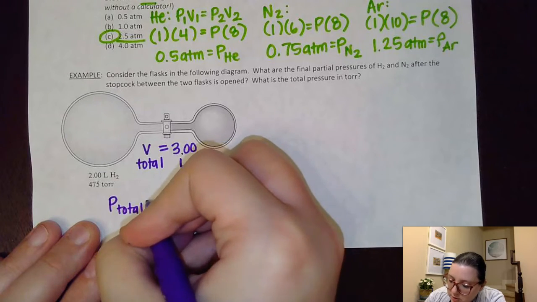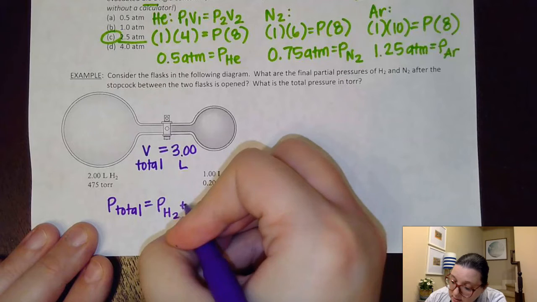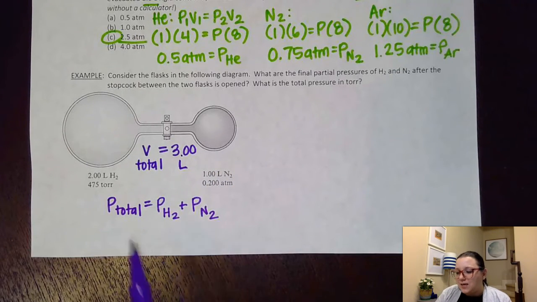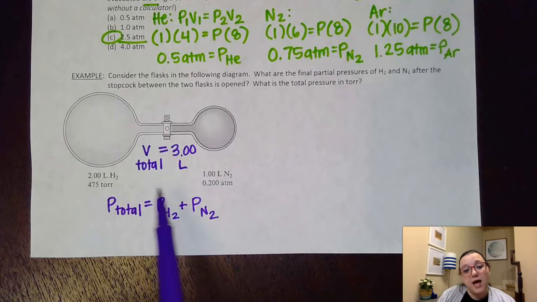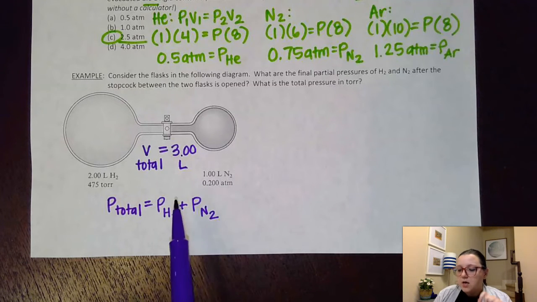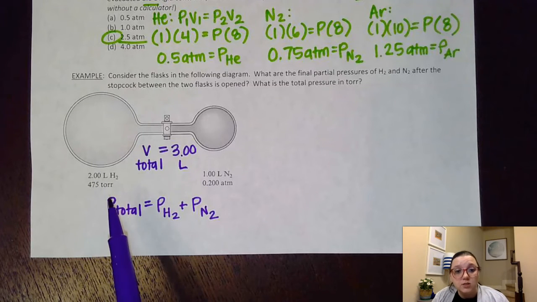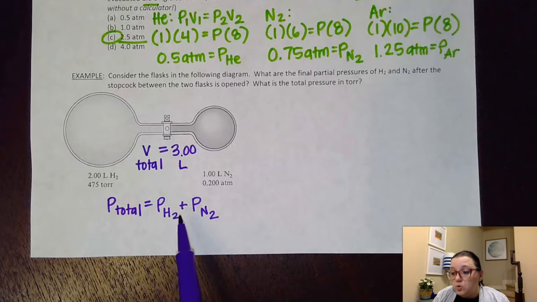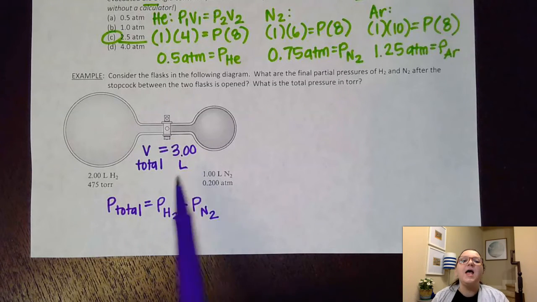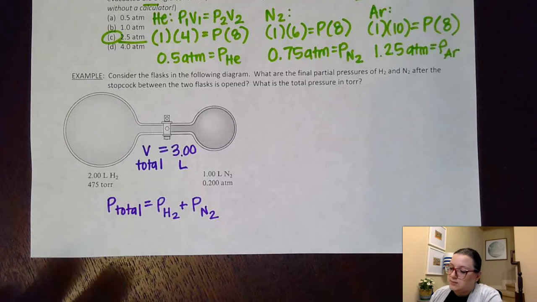Our total pressure would be equal to the pressure of the hydrogen gas added to the pressure of the nitrogen gas. However, again, I can't do that with the pressures as they are for a couple reasons. One is that they're in different units, so we'll have to address that, but also because these were not recorded at the same volume conditions. I'm going to have to figure out what those new pressures are of each of these at that total new volume of 3 liters, and then I'll be able to add them together. So let's go through that process here.